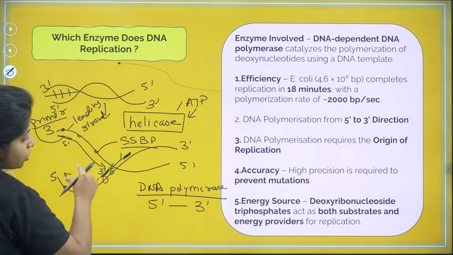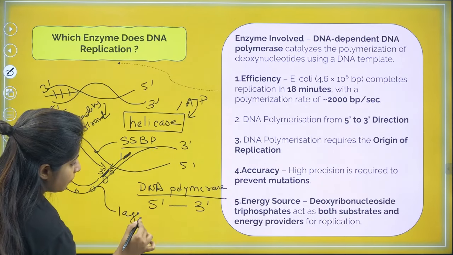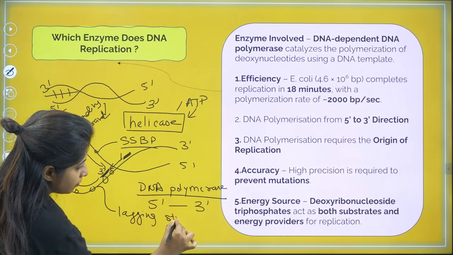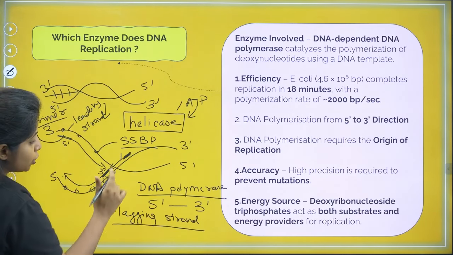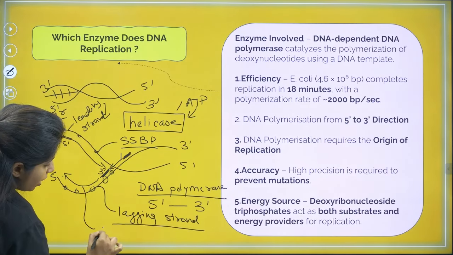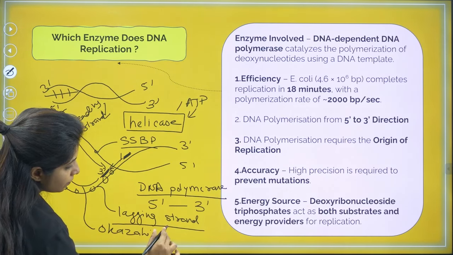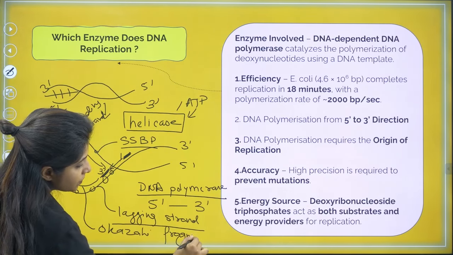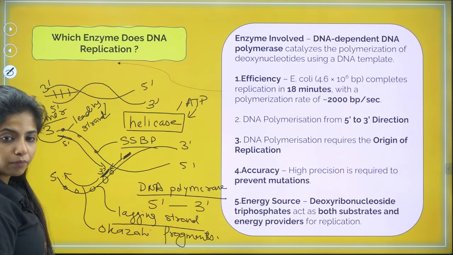So do you think the process of replication is smooth over here? No. Which is why you call this strand the lagging strand, because it lags. And the fragments of DNA which are formed over here are known as Okazaki fragments. What do you call them? Okazaki fragments.